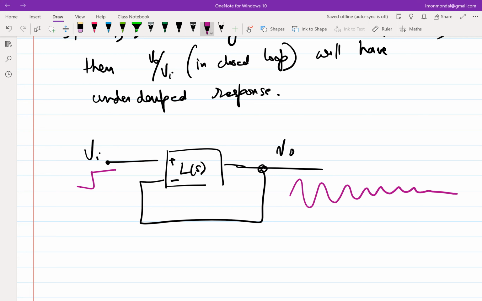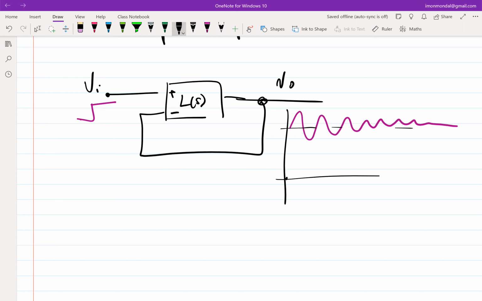What is the expected output? In the third lecture we had started with it. The expected output is probably something like this, neatly settled to the final value. So this is V0 expected. If this is expected under the condition of infinite gain, then if you don't have infinite gain, it will never reach its final desired value. There will be a steady state error.